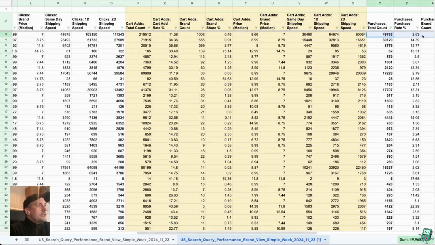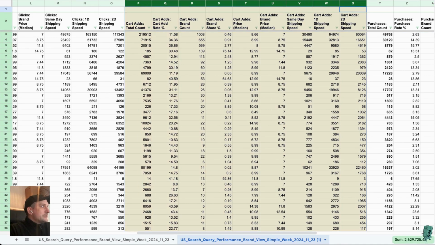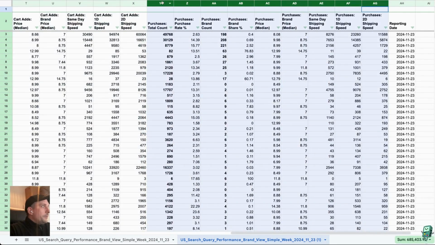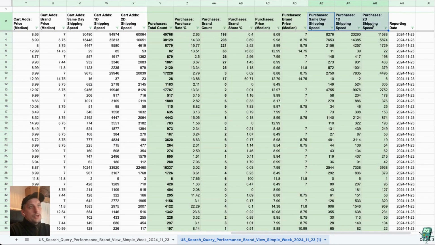All right, going to the last part of the metrics, purchase-based metrics. And here we have, again, those eight, nine fields. At the end, we have, again, the shipping speeds. We have the median prices for the purchases. We have the total count, the purchase rate, which is, again, total purchases divided by the search volume, brand count, and brand purchase share. And here we come to the first how to use this data things. And obviously, there's a reporting date field as well.